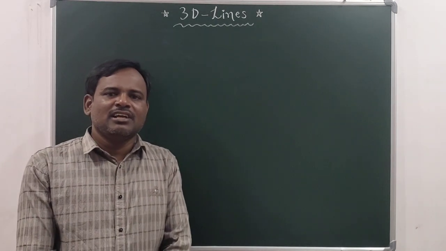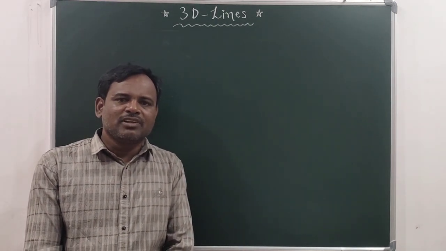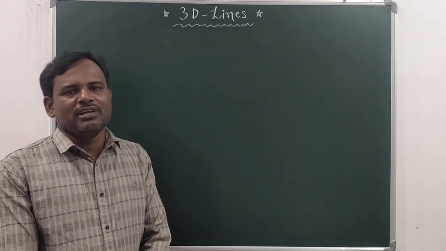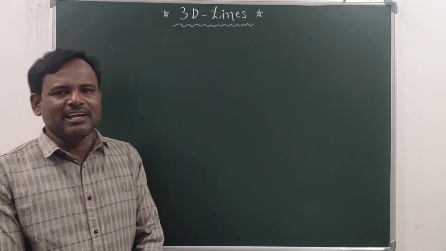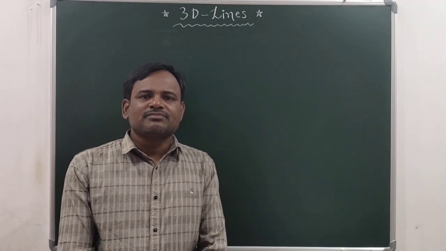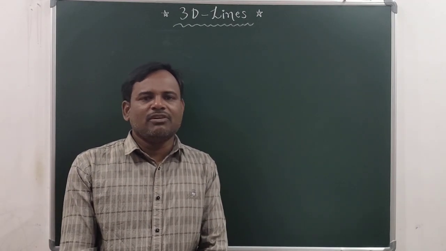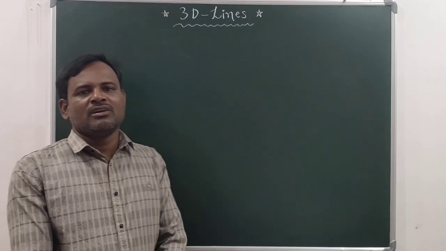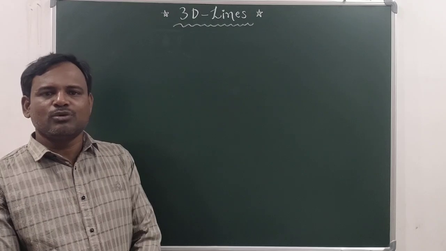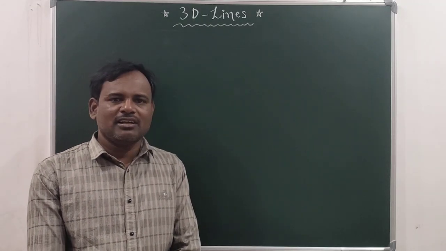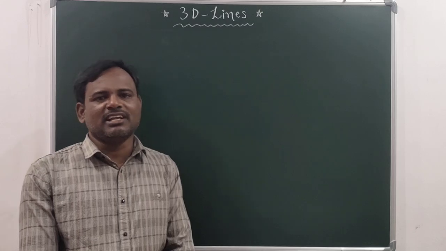In this class, now I am going to discuss with you lines in three-dimensional geometry. Simply, you can call them 3D lines. You know, students, in our previous classes, we have discussed planes. The intersection of two planes is a line. Am I correct? Yes, it is correct.